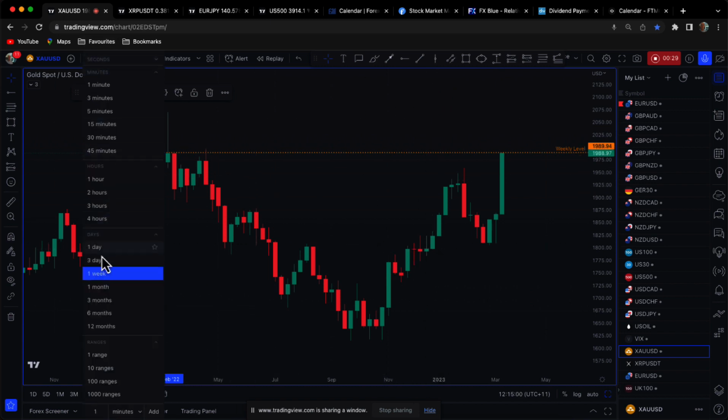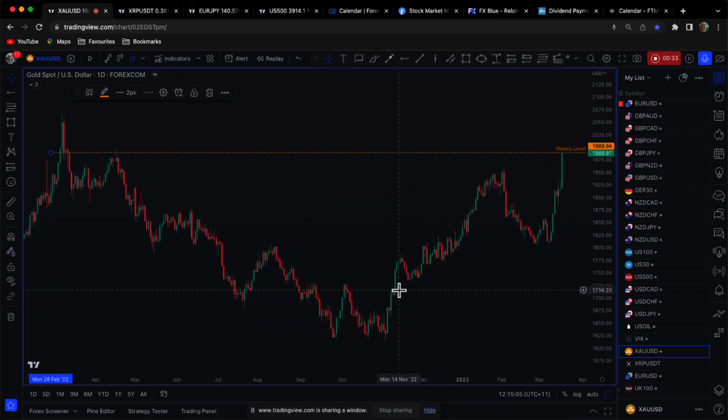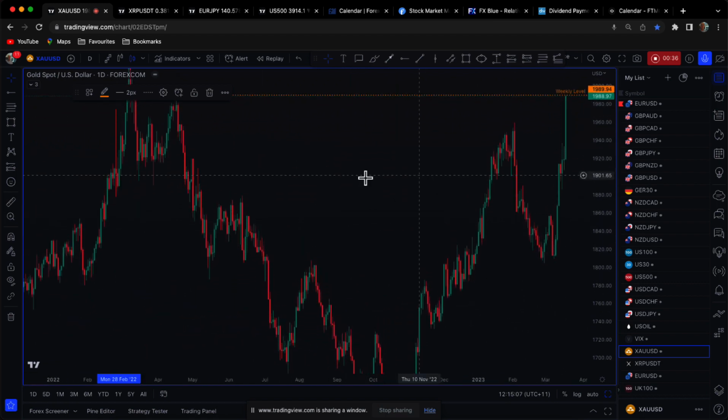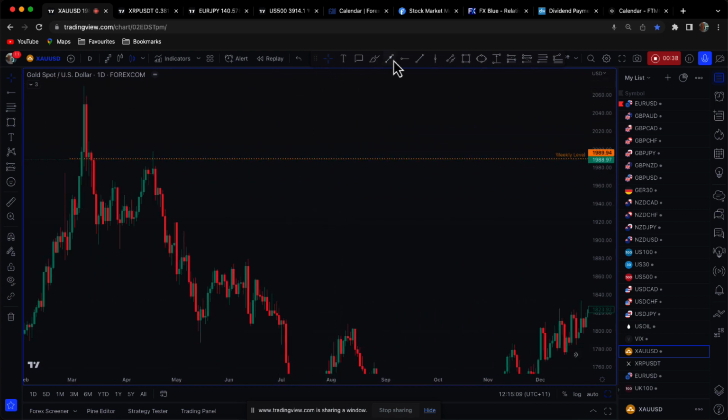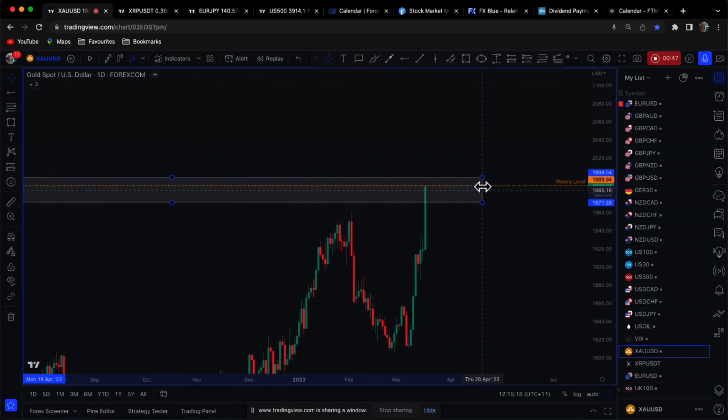We'll go down to the daily very quickly. Just want to map it out, and then I'll show you how I would get involved with this on the lower time frame. So on the daily, we have this distribution level through here, trading right into it. Look at that. So this is our range to work with.